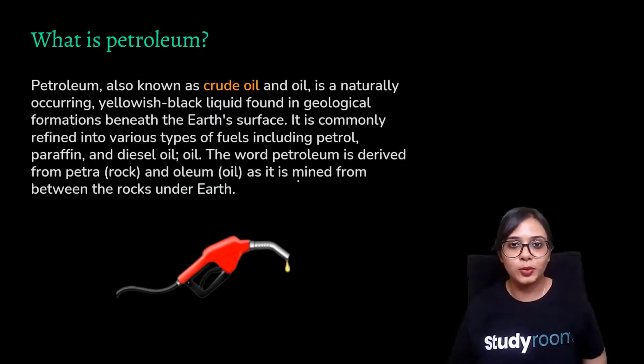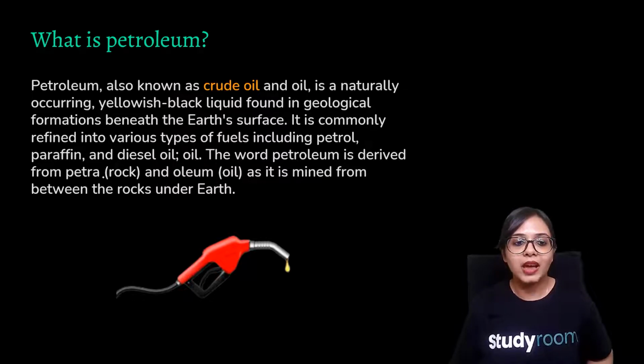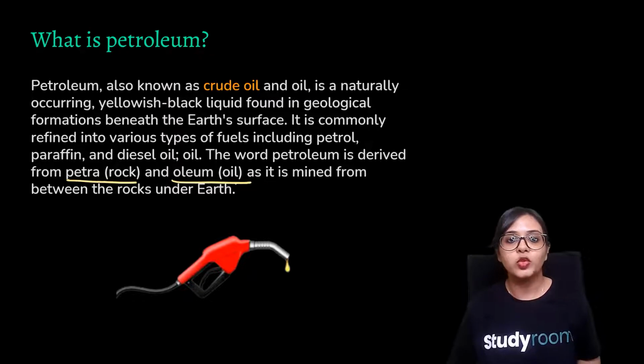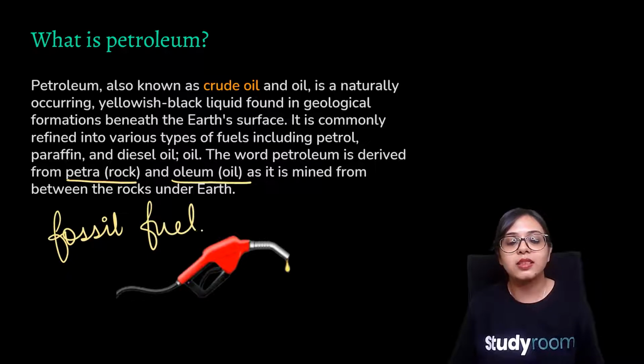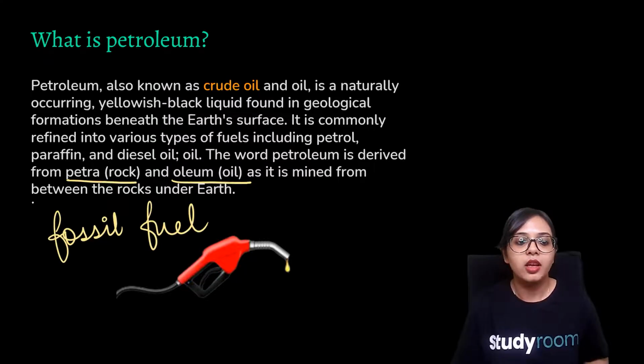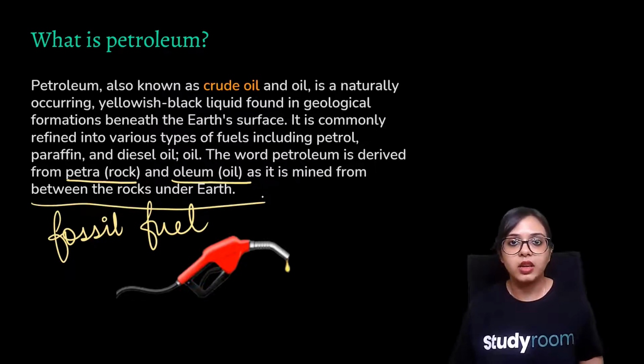Petroleum is known as crude oil and oil, and it is derived from the word petra, which means rock, and oleum, which means oil. So the stratification of all those rocky layers and the oil in the form of fossil fuel that we obtain as a source of energy, this is known as petroleum. So it is mined from between the rocks under earth.